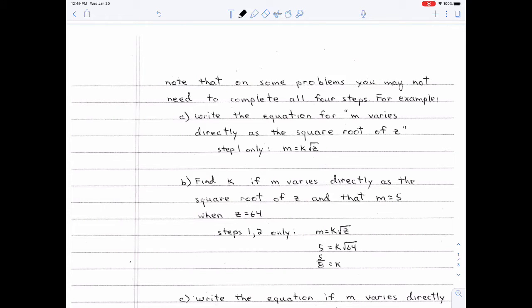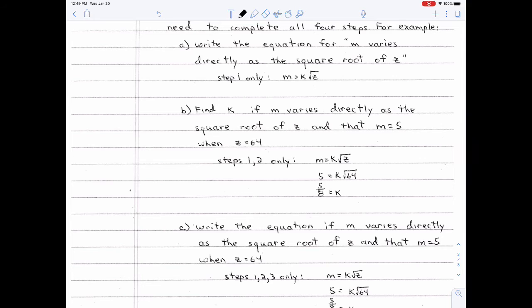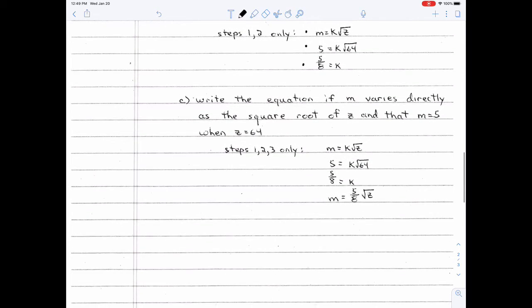You're not necessarily always going to do all of that. So for instance here, if it just says write the equation, then m varies directly as the square root of z. You just write that, and that's all you do. If I'm asking you to find the constant of variation, and m varies directly as the square root of z, and m equals 5 and z equals 64, then you write the equation first of all, you substitute in the numbers, and then you find the constant. And you stop there. How about if I ask, write the equation if m varies directly as the square root of z, and m equals 5 when z equals 64?